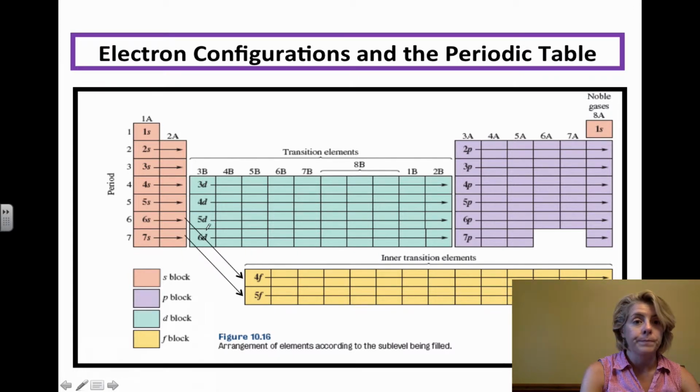That's very important. For the p orbitals, notice that they do match the periods. So 2 and 3, 4, 5, and so on. This is helium, and helium is located over here. So remember, this electron configuration is actually 1s2, just to remind you.